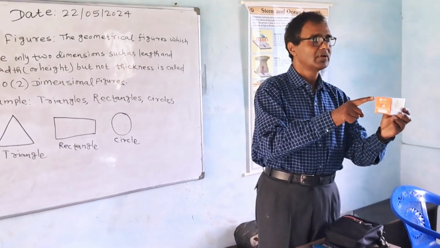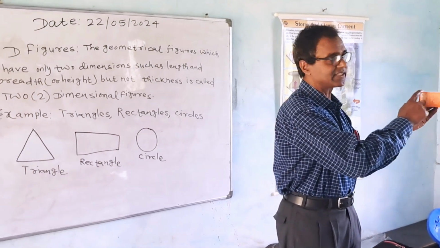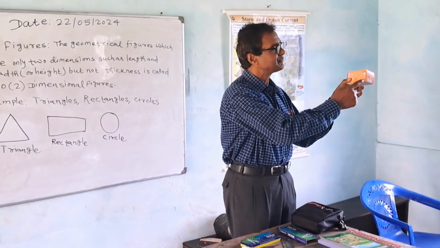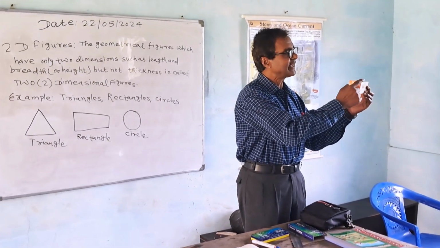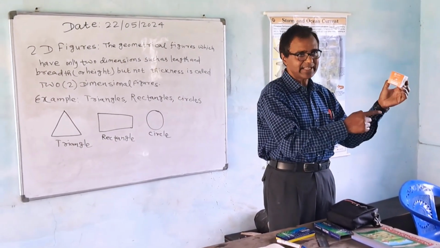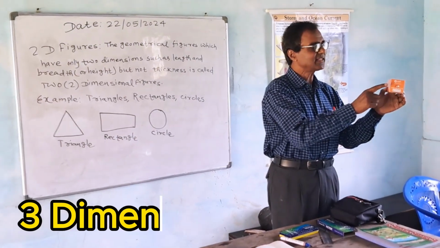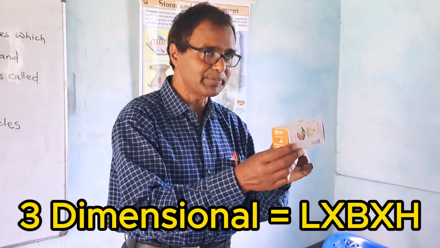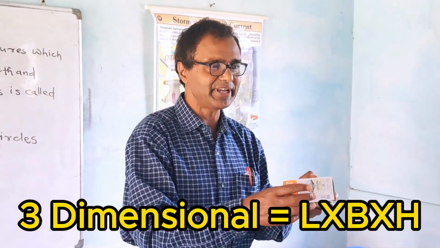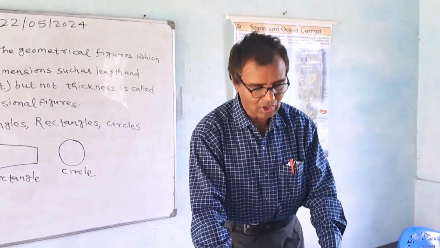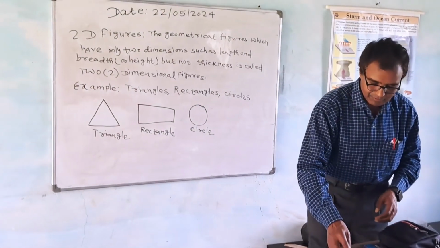See here, this is called length, from here to here. And this is breadth. And this one is height. So length, breadth, and height. So this is a three-dimensional object. A three-dimensional object means one which can occupy a space and has three dimensions. So I can write on the board.